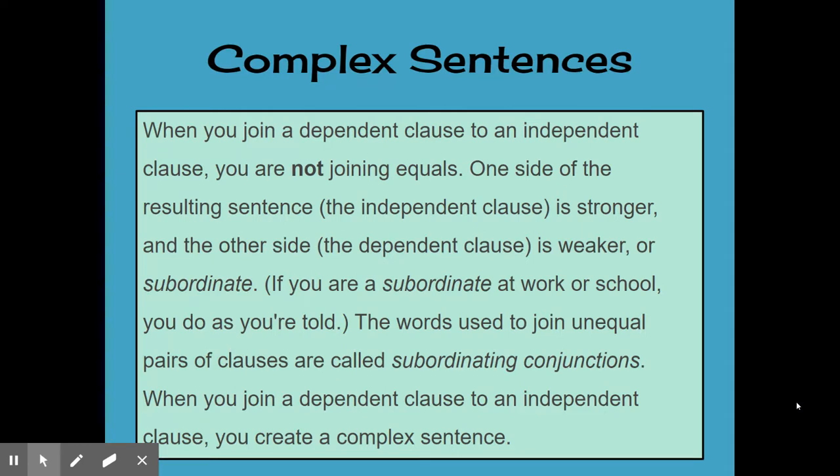When you join a dependent clause to an independent clause, you are not joining equals. One side of the resulting sentence, the independent clause, is stronger, and the other side, the dependent clause, is weaker or subordinate. The words used to join unequal pairs of clauses are called subordinating conjunctions. When you join a dependent clause to an independent clause, you create a complex sentence.